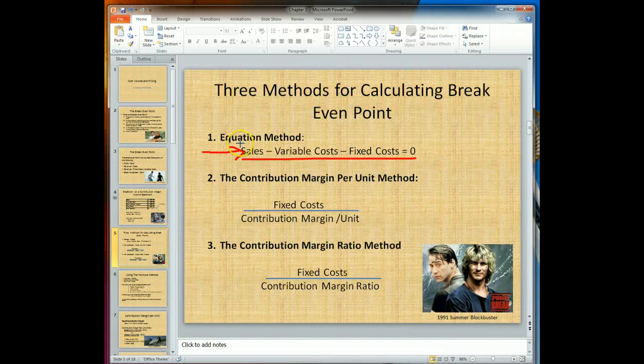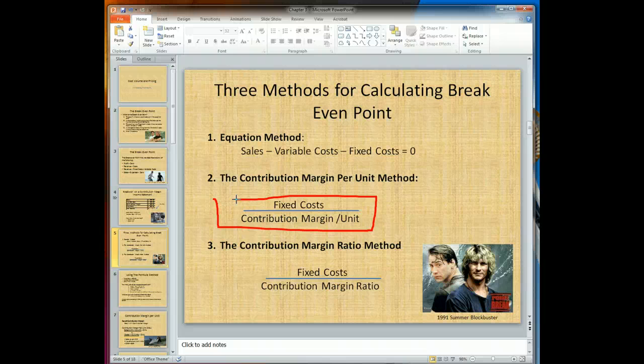Now, a lot of you know that sales minus variable cost equals contribution margin, and that's fine. And you also remember from algebra, you can move fixed cost over here and then divide, and what you end up with is a complete mess that looks like this. And that's our second method of calculating break-even. We call it the contribution margin per unit method. You take the fixed costs and you divide it by the contribution margin per unit. Not the total contribution margin, per unit.